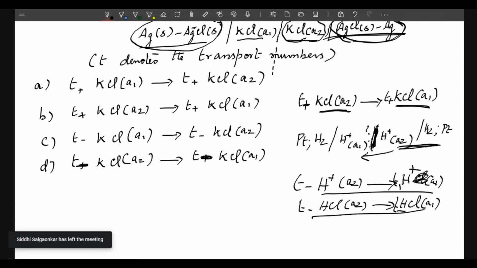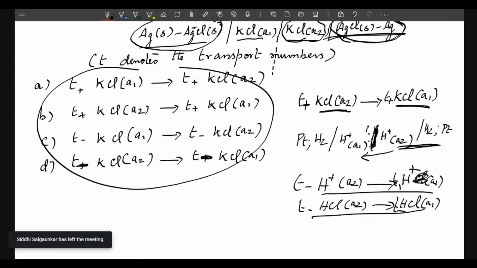Which question is already asked? If at all asked, just looking into the cell, you can easily say this type of reaction will be taking place. Explain the previous one once again, please, sir.